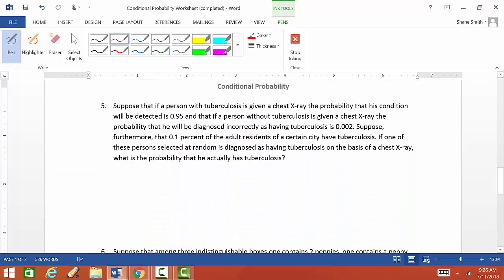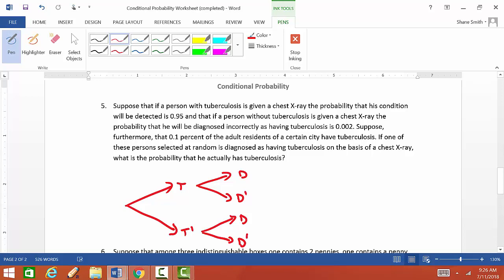All right, number 5. Suppose that if a person with tuberculosis is given a chest x-ray, the probability that his condition will be detected is 0.95. So we have tuberculosis people, not tuberculosis people, and then we have the condition being detected and not detected. That's what I'll do. This is very similar to the infection problem that was in the notes. But it says 0.1% of people have tuberculosis. Now, key is percent. That's what a lot of people overlook. So that's only 0.001.